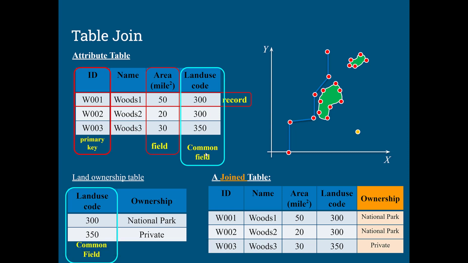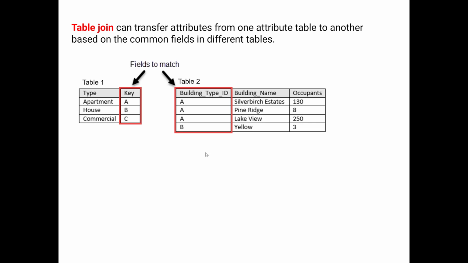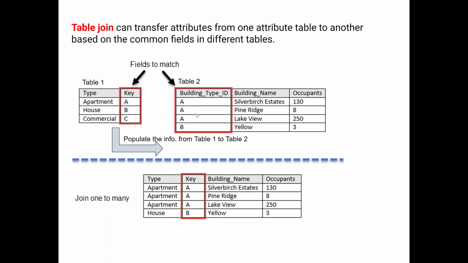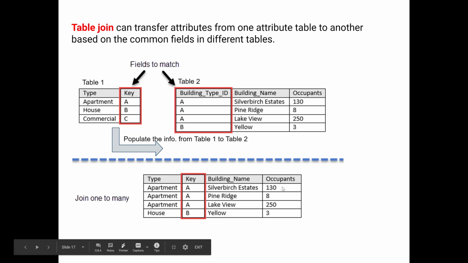In our next lab, you're going to practice how to do the table join using data from the US Census Bureau. Here's another example. You have this table 1 with different building types, and for different buildings you have the common field. You can use this field to join table 1 to table 2. Here, you can also calculate how many buildings are apartments, how many are houses, and how many occupants are in different types of buildings.